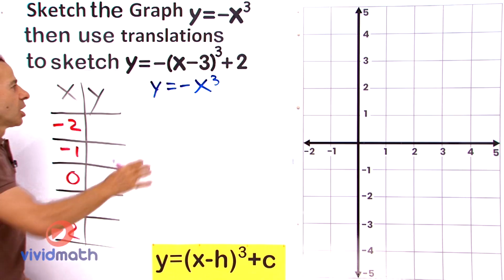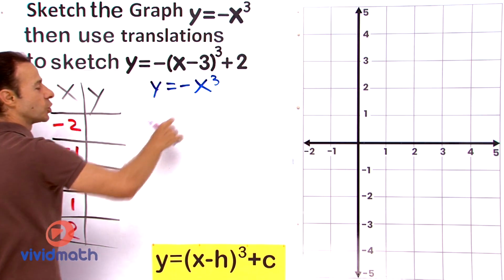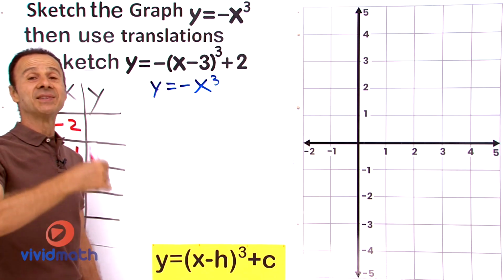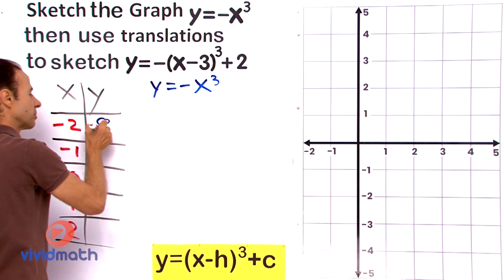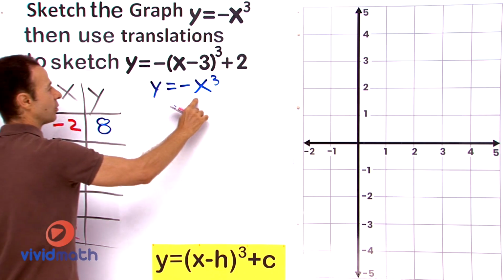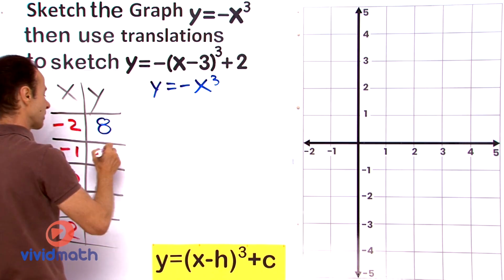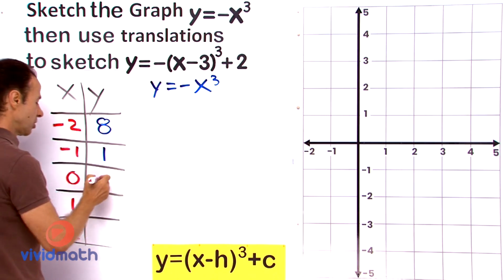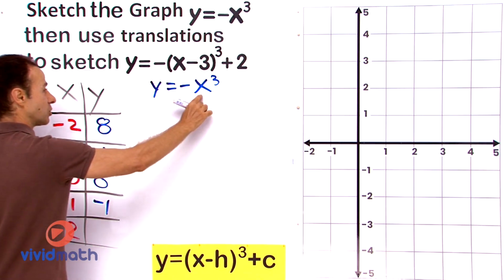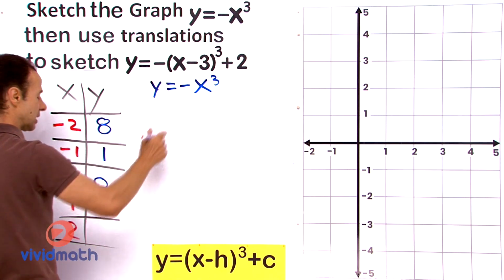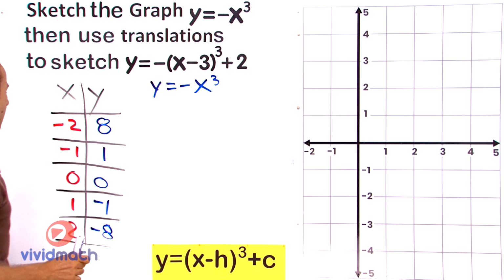It's pretty simple to draw a cubic, especially when it's got a negative in there. So I'm going to substitute negative 2 into that. Negative 2 cubed, negative 2 times negative 2 times negative 2, is negative 8. And we've got a negative in front of that negative 8, so it turns into a positive 8. Let's put negative 1 in. Negative 1 times negative 1 times negative 1 is negative 1, with a negative in front of that turns to positive, so it's a 1. 0 cubed is 0. 1 cubed is 1, with a negative in front of it, makes it negative 1. And 2 cubed is 8, with a negative is negative 8. So all we have to do is plot these points and sketch that curve.